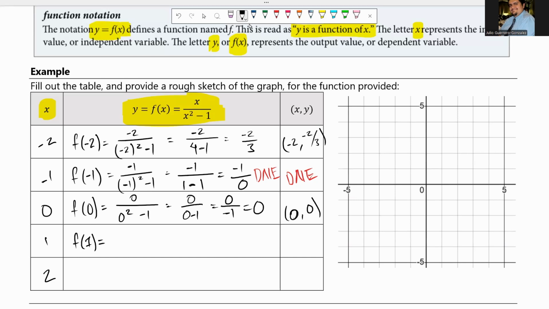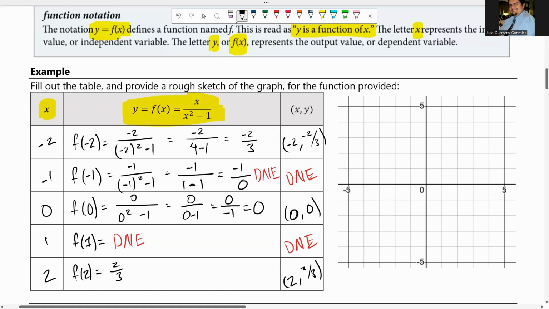In the interest of time, if you do f of 1, you're going to get, again, a does not exist. You're more than welcome to try it out. You'll get the same result. If you do f of 2, again in the interest of time, what you're going to get here is 2 over 3. So there's going to be another point here, 2 comma 2 over 3. Okay, so now, what the heck is this, right?